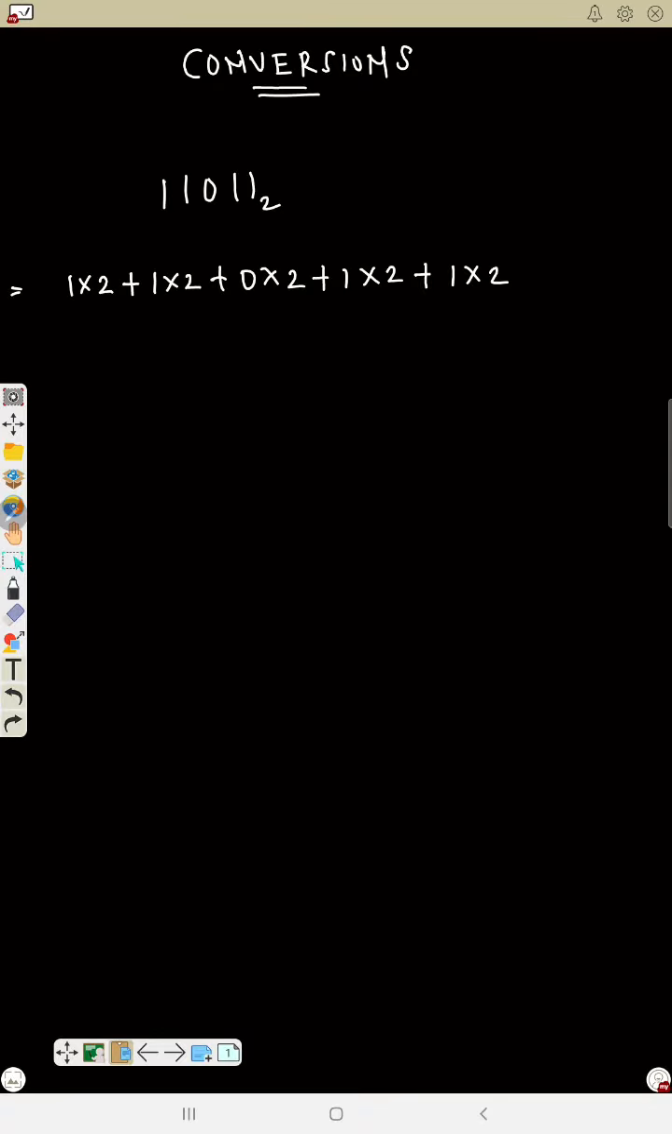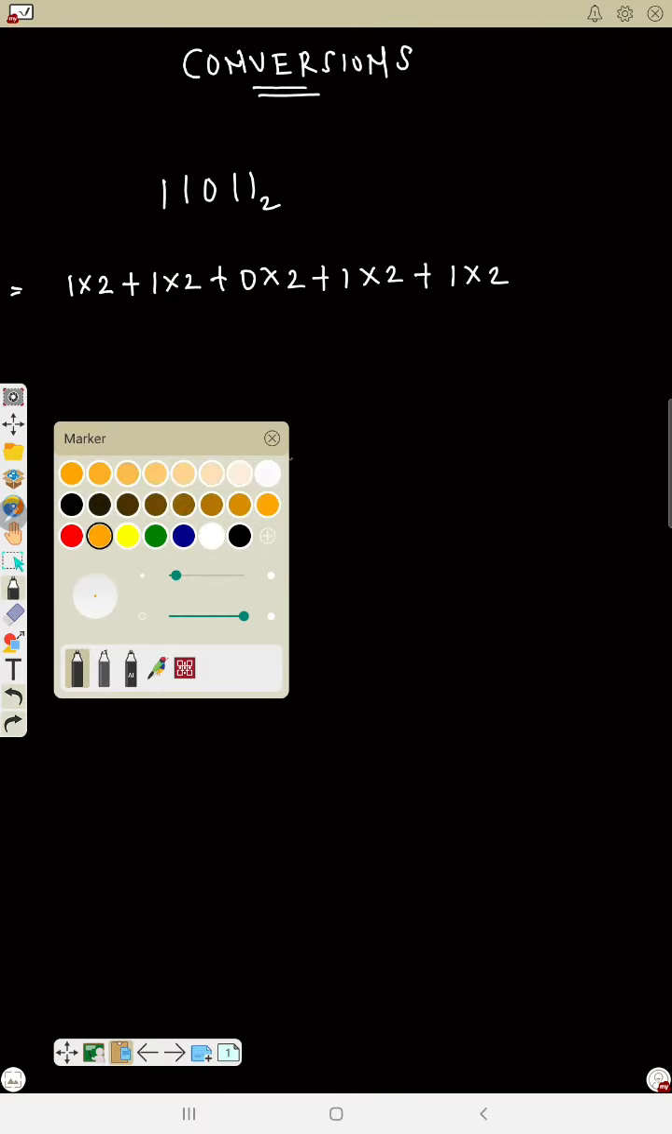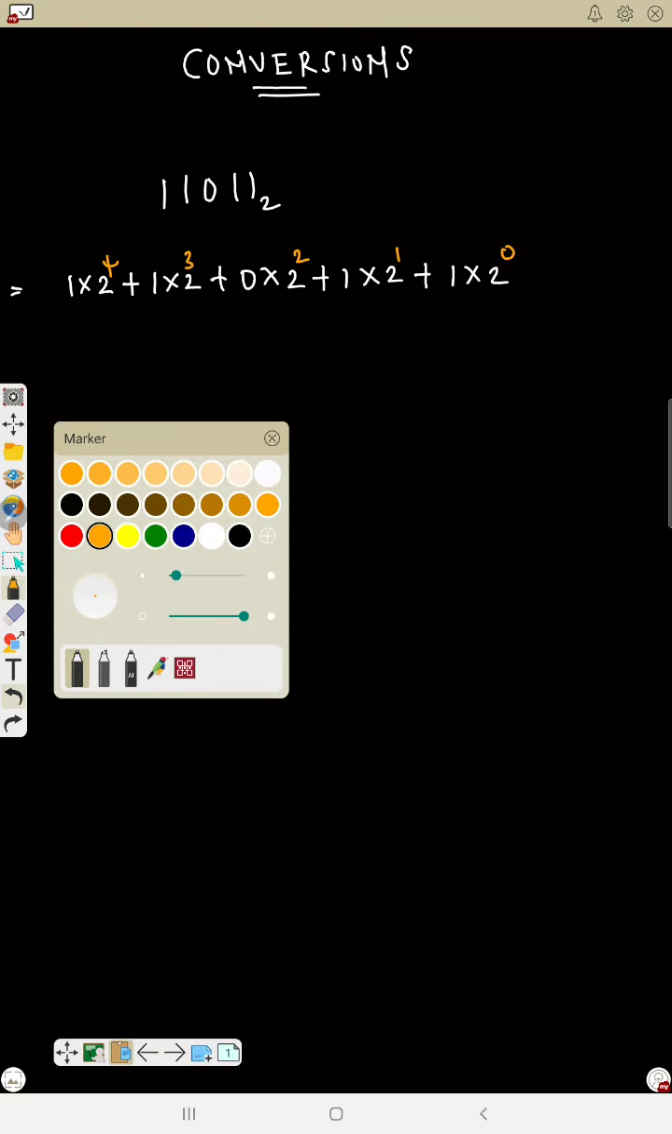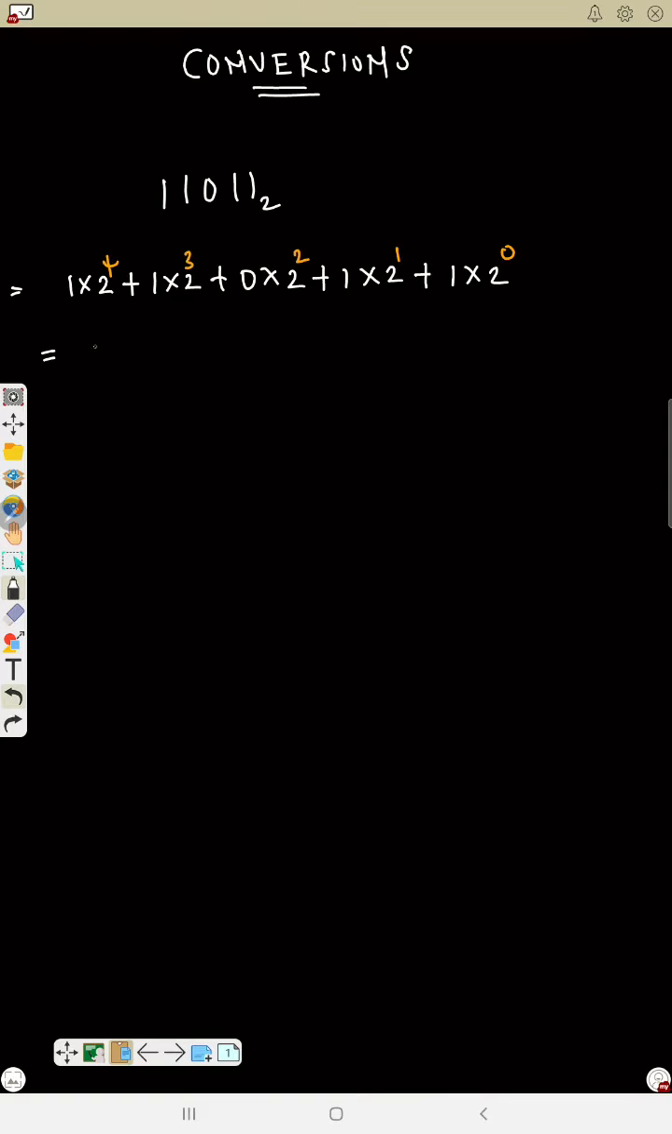That's what we did. Now start numbering from the back. This will be 0. So start numbering now. This will be 0, 1, 2, 3, 4. So now do it one by one. Now this will be 1 times 16, because 2 raised to power 4 means 2 times 2 times 2 times 2, 2 in 4 places, that is 16.